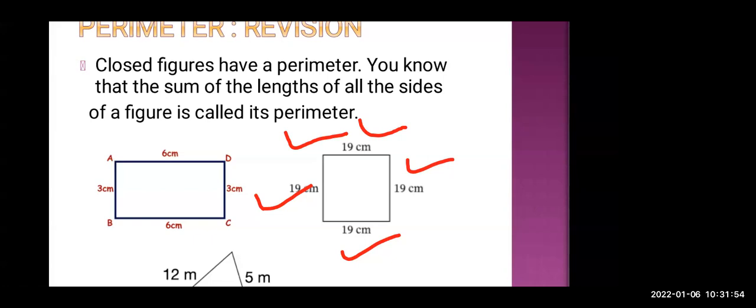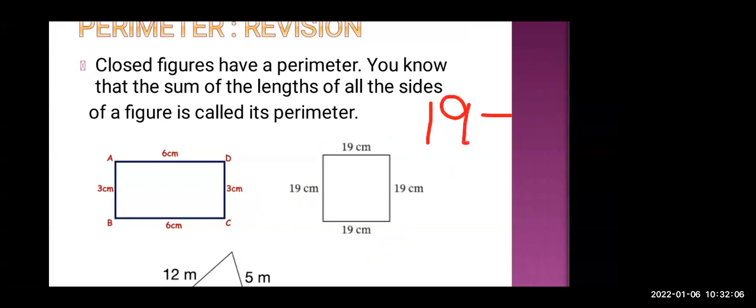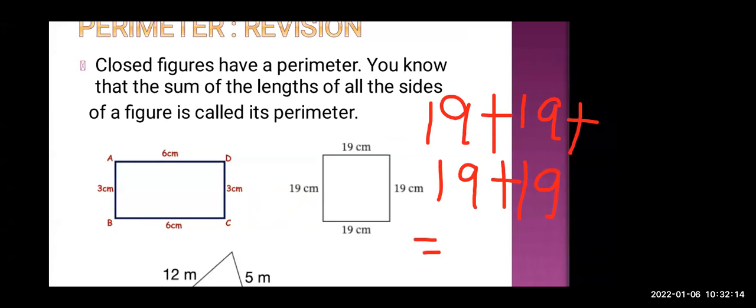Now how will you calculate the perimeter of this figure? By adding 19, 19, 19, 19. How many times? 4 times. See, 19 plus 19 plus 19 plus 19. Now what is 19 plus 19 plus 19 plus 19? Very good. It is 76. 76 what? 76 centimeter. So in this way, you are going to find the perimeter of a given figure. Clear, everyone? Now we'll see the next one.